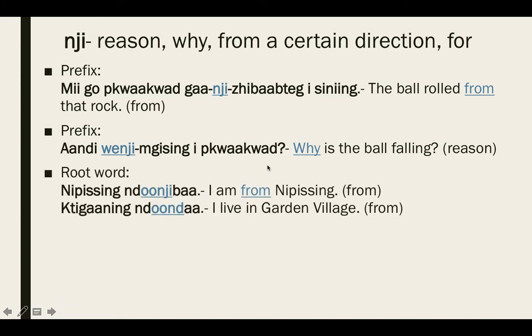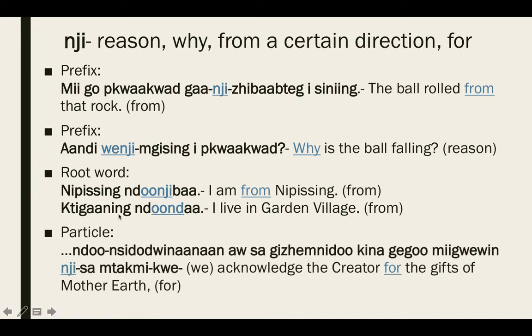We have a root word version here, and we have two examples. So in my Bojo speech, when I'm speaking, I say Nipissing Nishnaabemwin, Gitganing Donda. And so both these refer to from. So nje and und are the examples that we went over earlier. And so you can see here that when it's built into a verb, you can have either unje or und. And so they both refer to from. So I'm saying I'm from Nipissing and I currently live in Garden Village, or from Garden Village.